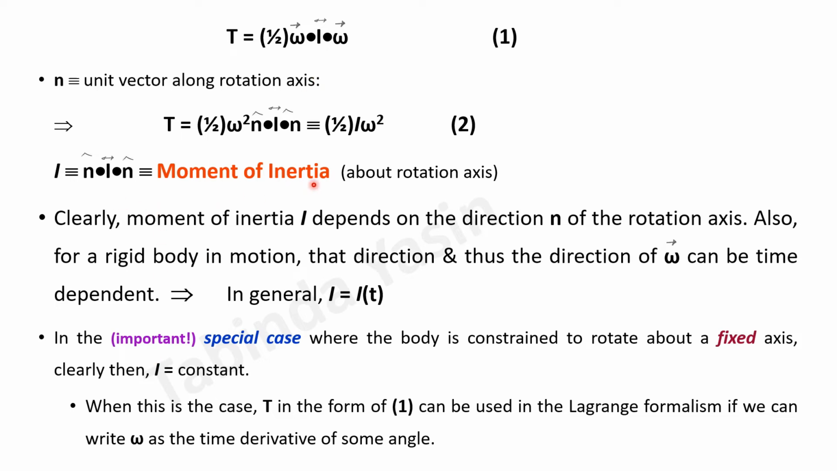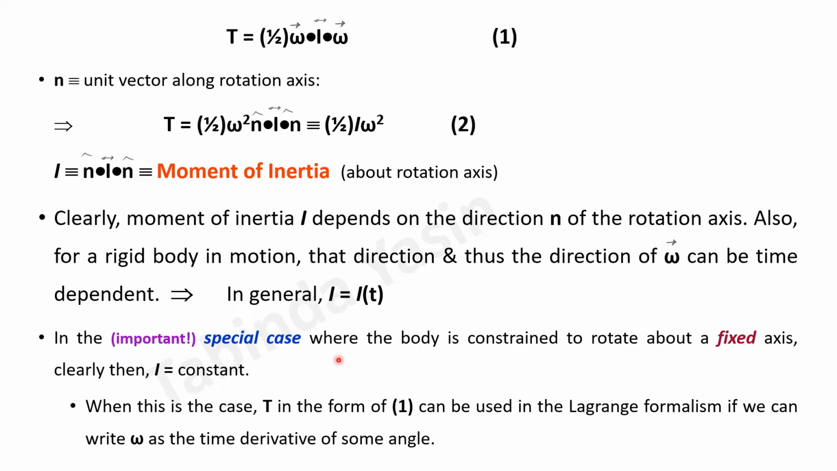That is the moment of inertia we have already calculated. Clearly, moment of inertia depends on the direction n of the rotation axis. Also, for a rigid body in motion, the direction, and thus the direction of omega, can be time dependent. In general, I is not constant.